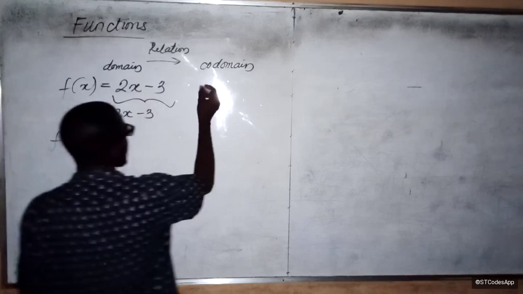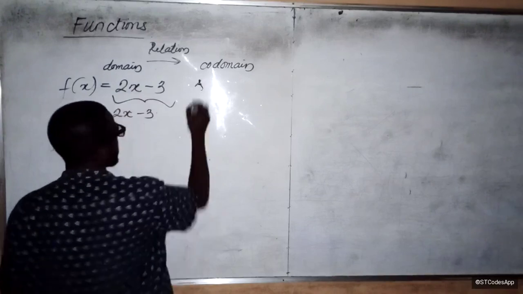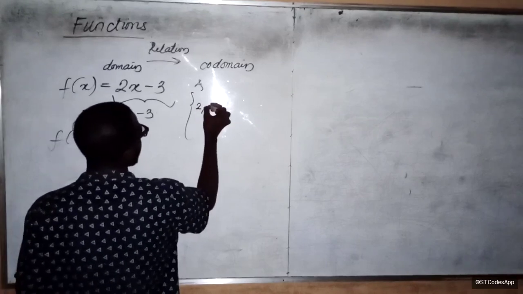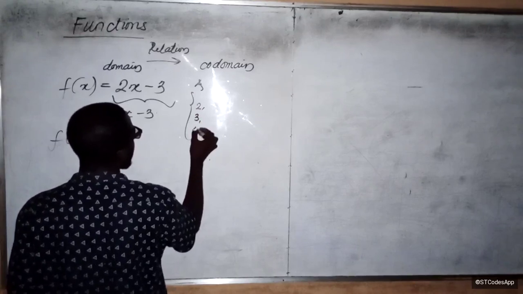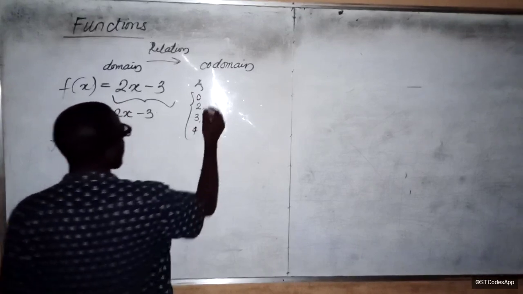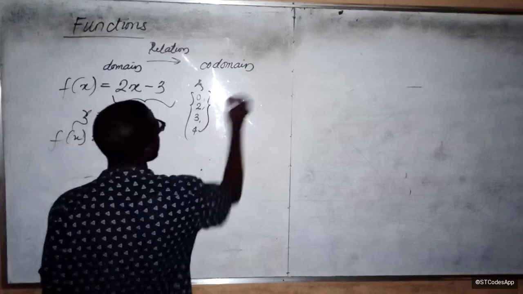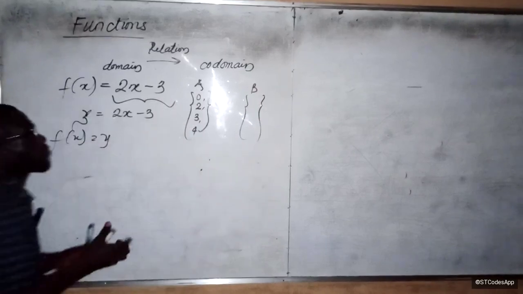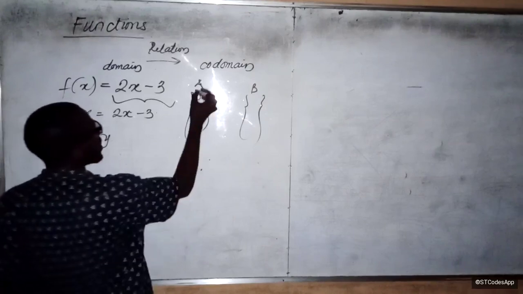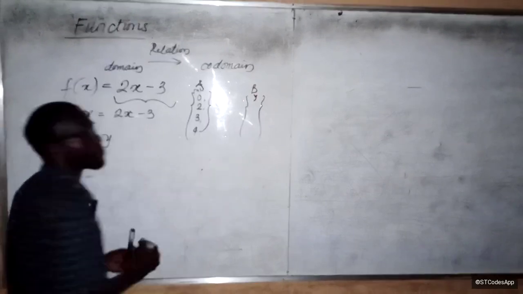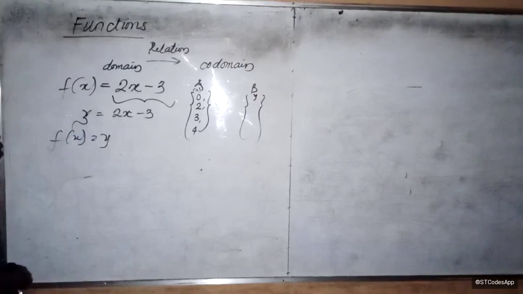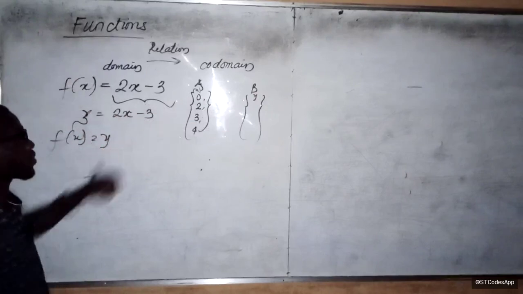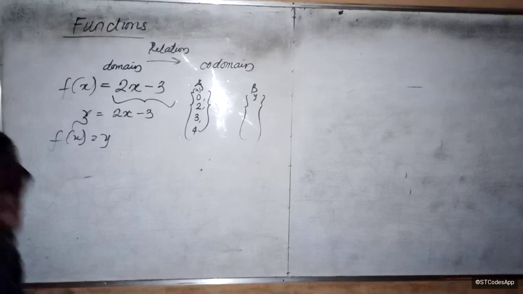So if I take my range of values, inside my set A, for example, I say I have the following values: 0, 2, 3, 4. I have all these values for my A. So let A be my domain, where I'm picking values for my x. Now B will be my codomain, where I have values for my y. For us to get a particular y value, I have to plug in a particular x value.